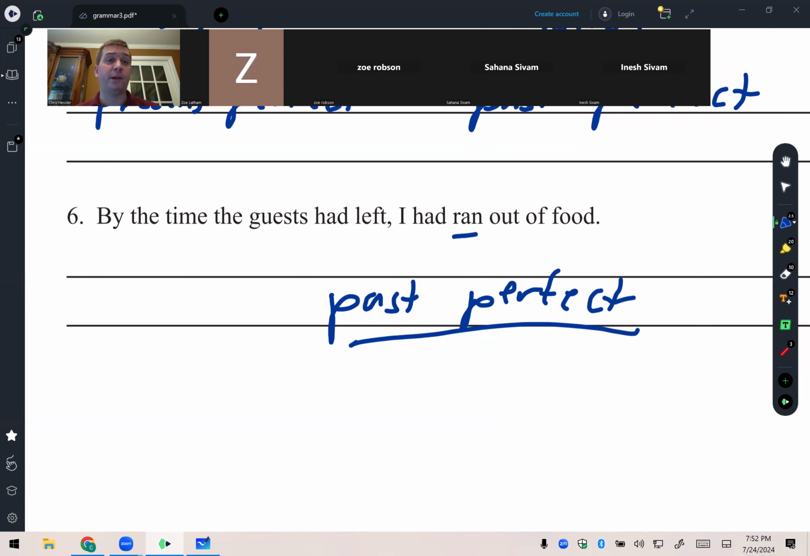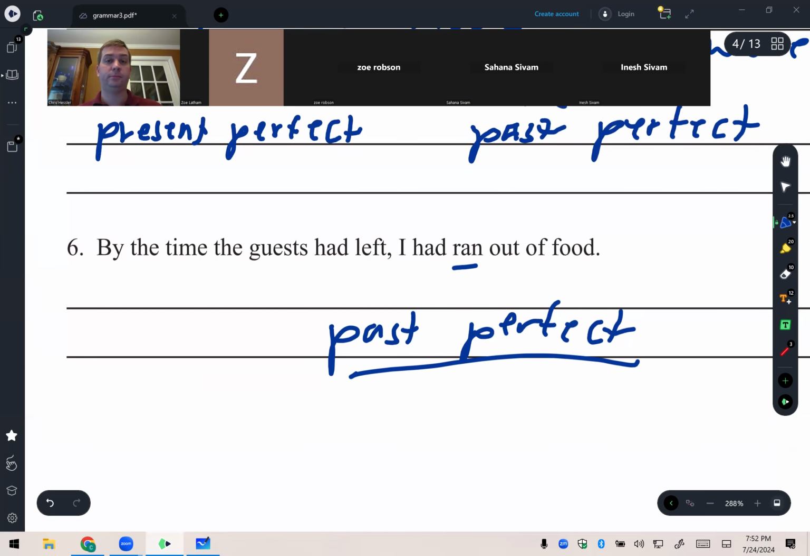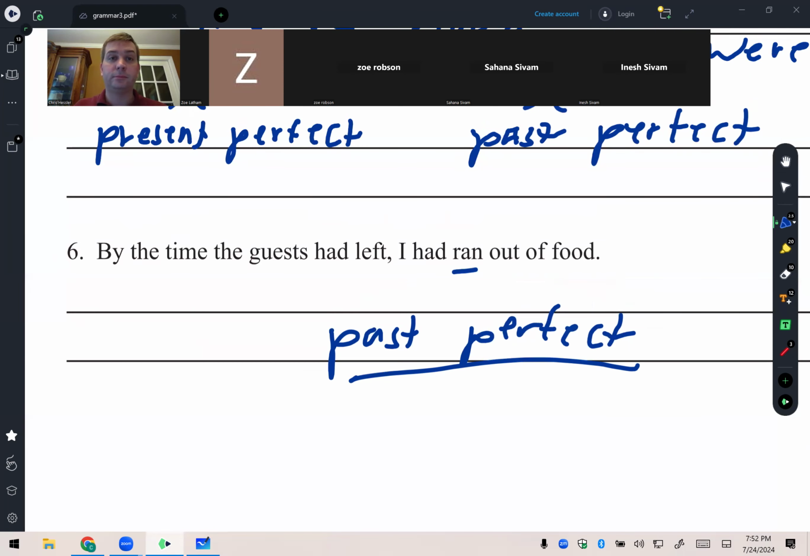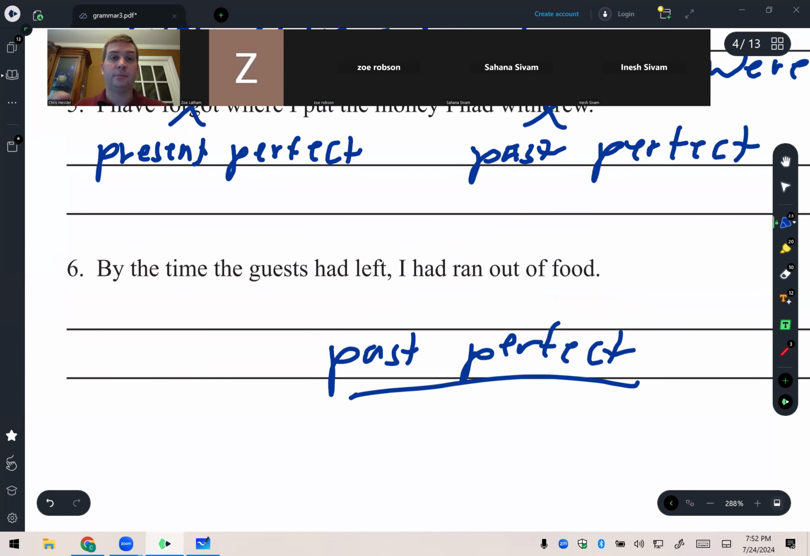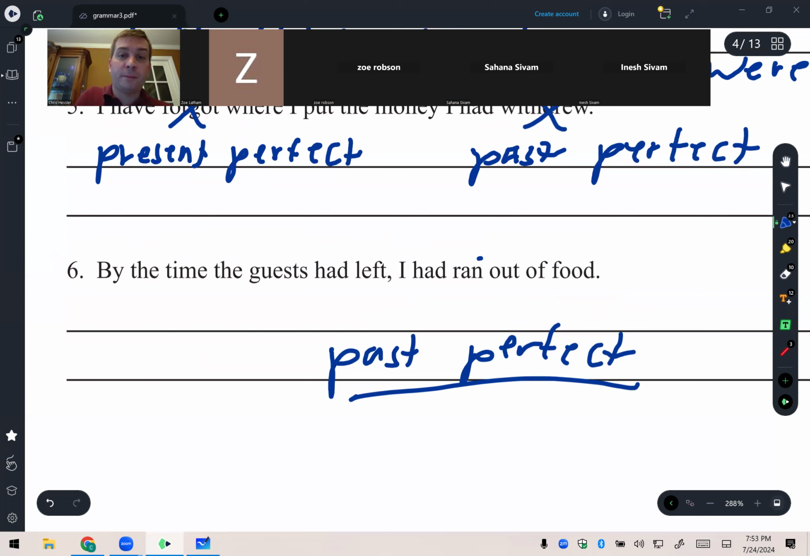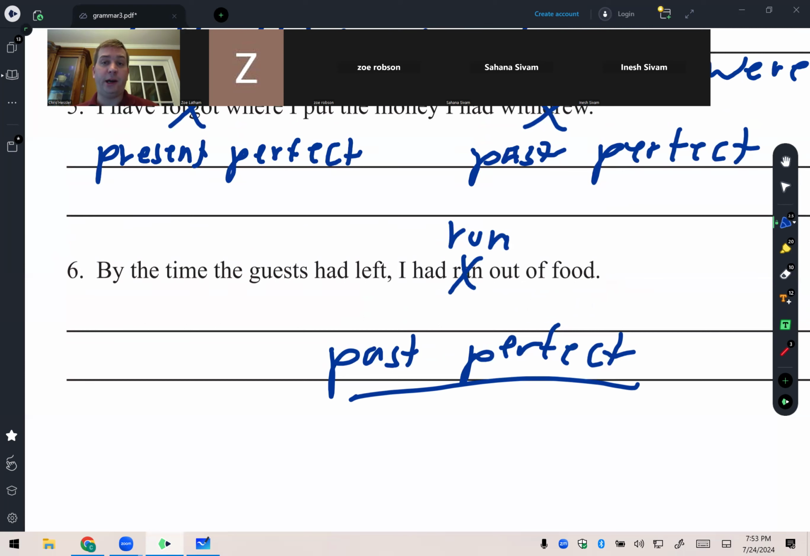So I ran the mile race. That is the simple past form, but that's not the past perfect form. Anyone? It's run. Oh, that's an N. By the time the guests had left, I had run out of food. That's just an irregular verb.